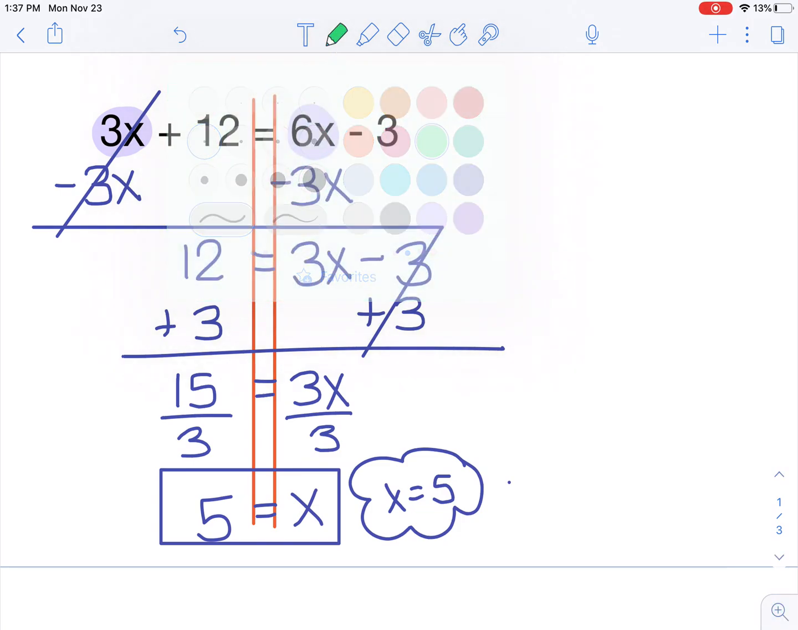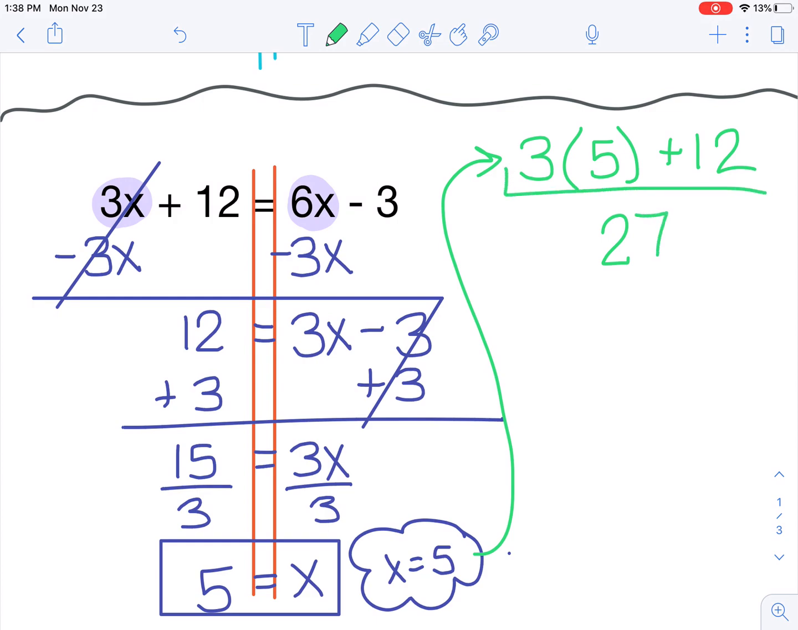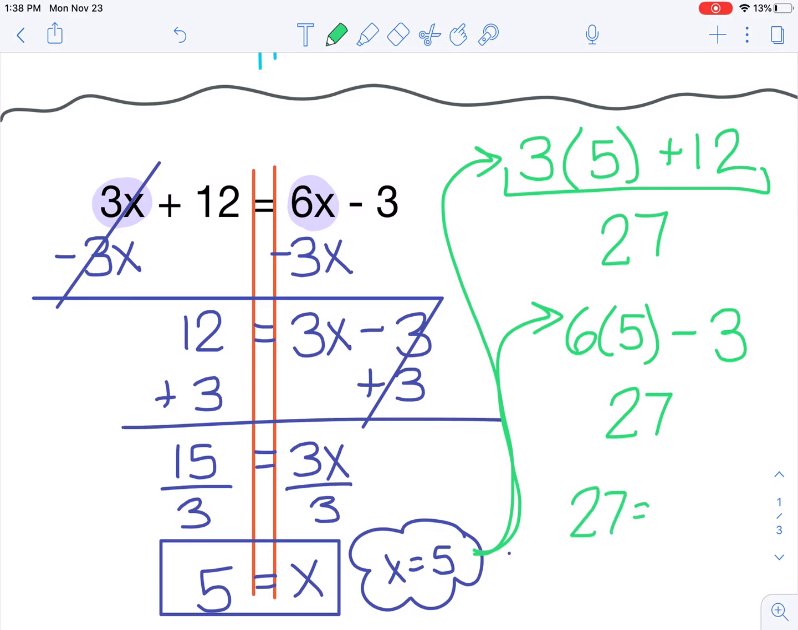All right, now the most important part, the check. I'm going to come all the way back to the beginning, and I'm going to check the left side. So 3 times 5 plus 12. 15 plus 12 would leave me an answer of 27. You can type that all into your calculator all in one piece, including parentheses. Now I'm going to come up and check the right side. 6 times x minus 3. 6 times 5 is 30. 30 minus 3 still gives me 27. So because I've gotten the same answer for both sides of my equation, I know confidently that x equals 5.